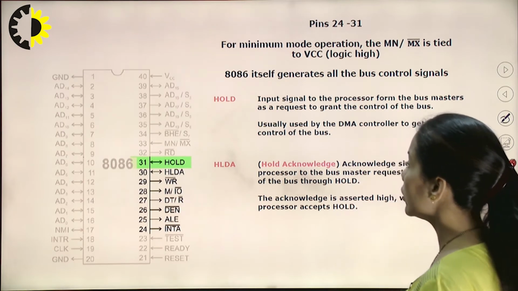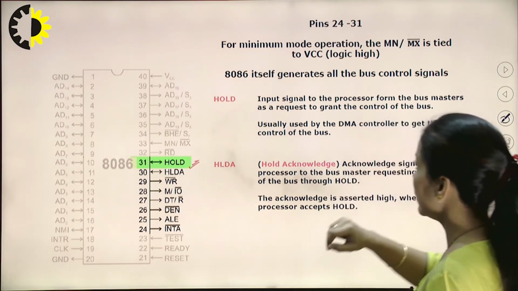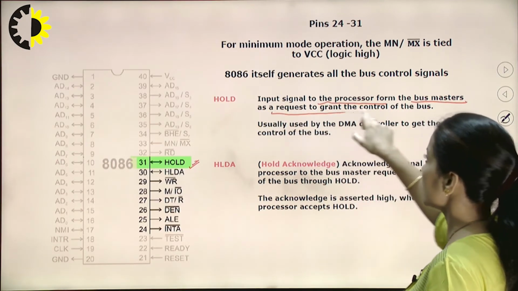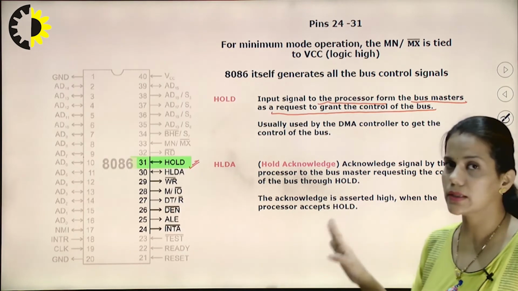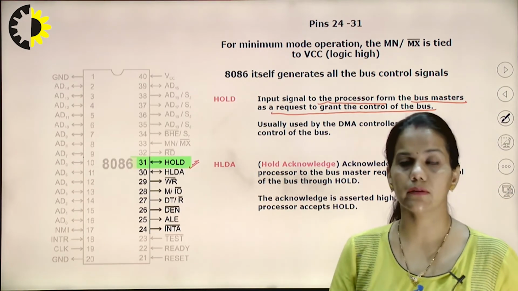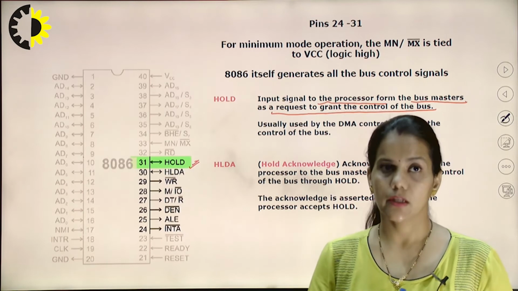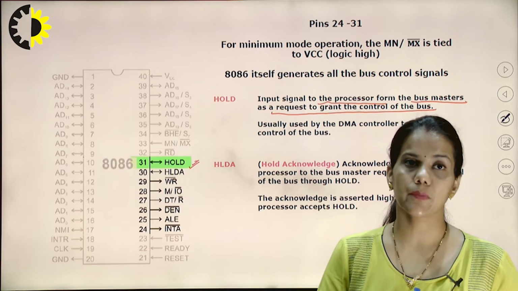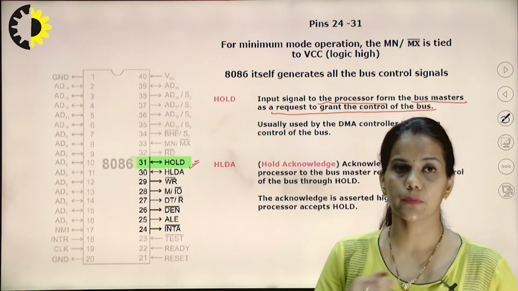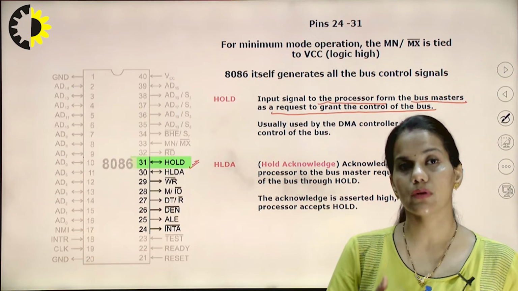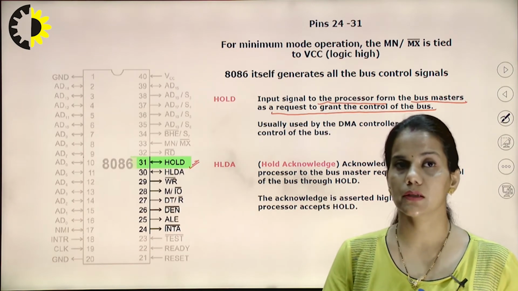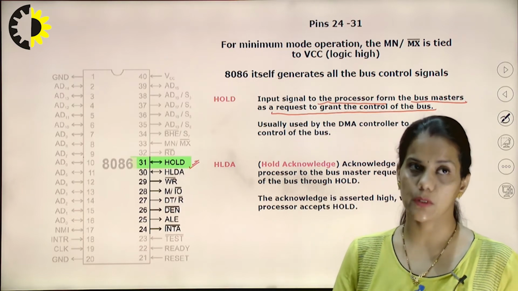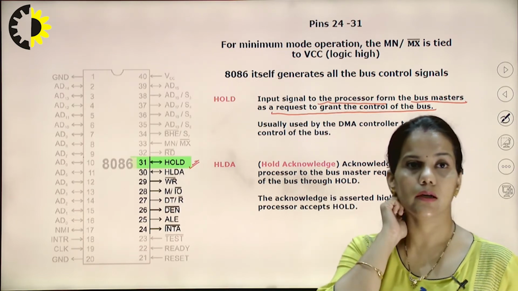Now we come to the HOLD pin, pin number 31. This is the input signal to the processor from the bus masters as a request to grant control of the bus. Basically this is part of DMA operation. Whenever some other master device needs control of all the buses of the processor, it sends a request through the DMA controller to the processor. If that request is acknowledged, then only the processor relinquishes all the buses and another master can use those buses. This is how the DMA operation is processed.